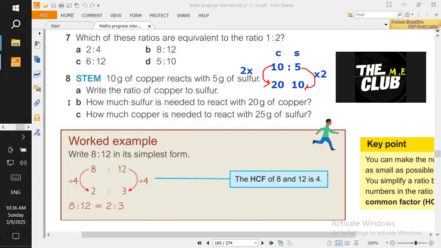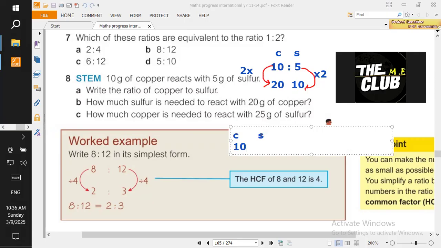Now, that's question B. Question C, how much copper is needed to react with 25 grams of sulfur? I'm going to use the same method here. I'm going to use the same idea. So as we said, copper and sulfur, 10 to 5. The question is how much copper is needed. So this one will be empty, right? To react with 25 grams of sulfur. So sulfur will be 25.